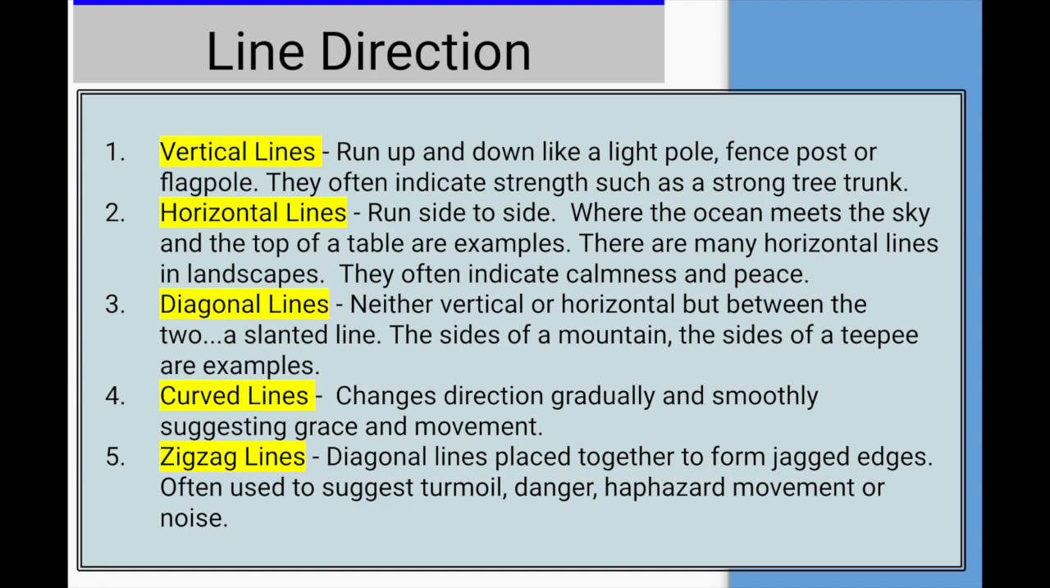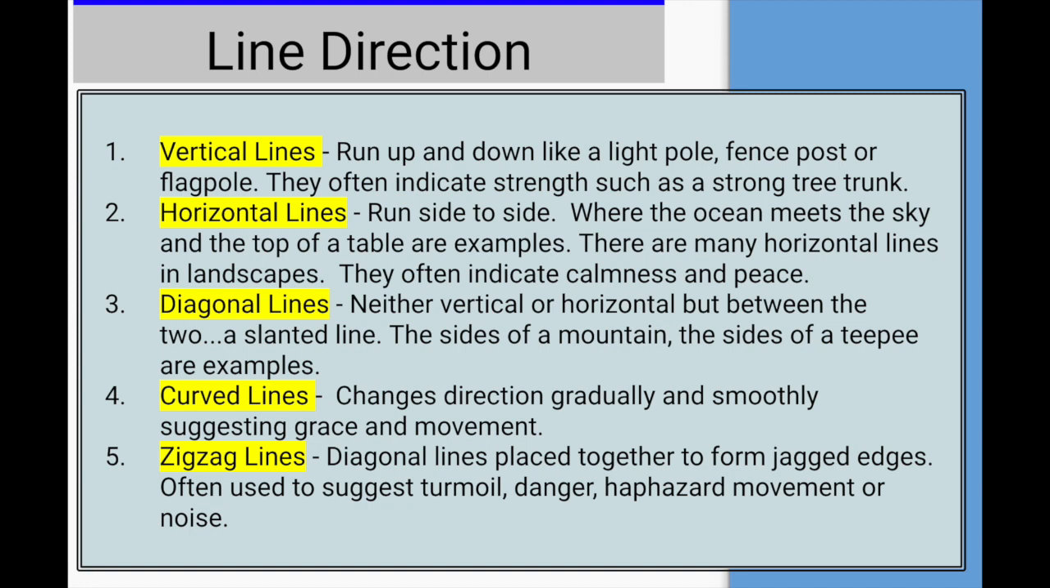It's a slanted line. So let's review. Vertical lines run up and down like a light pole, fence post, or flagpole, and they often indicate strength. The trunk of a tree is an example of a vertical line. A horizontal line will run side to side. Where the ocean meets the sky and the top of a table, those are two examples. There are many horizontal lines when you draw landscapes, and they often indicate calmness and peace, but not always, depending on the line. A diagonal line is neither straight up and down vertical nor straight across horizontal, but it's somewhere in between the two. It's a slanted line. The sides of a mountain, the sides of a teepee, those are some examples.